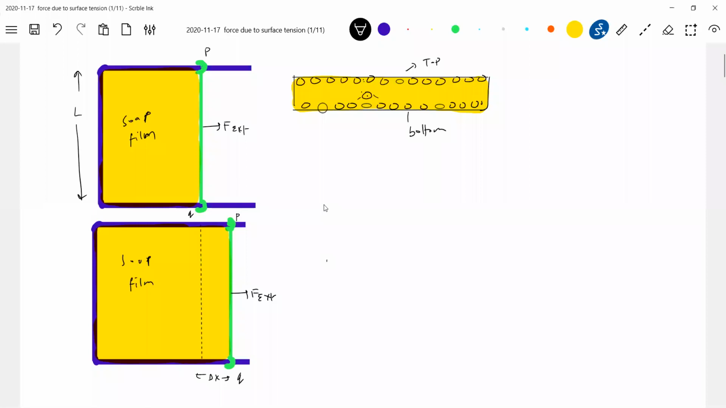Here let me write: an external agent slowly pulls the rod to the right, from rest to rest. Initially it was at rest, now also it is at rest. Then the work done by the external agent, what shall I write? F external into delta X.